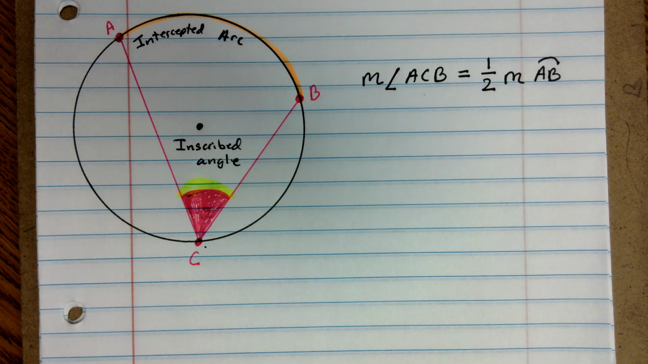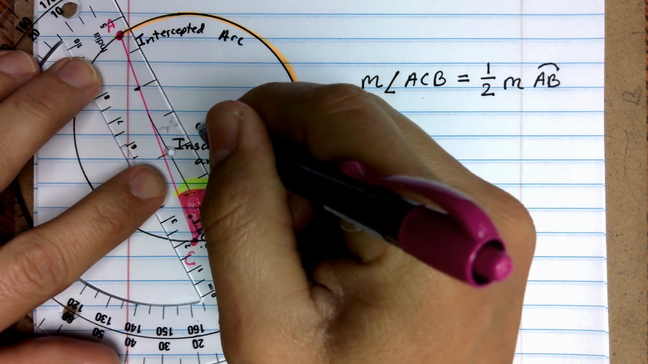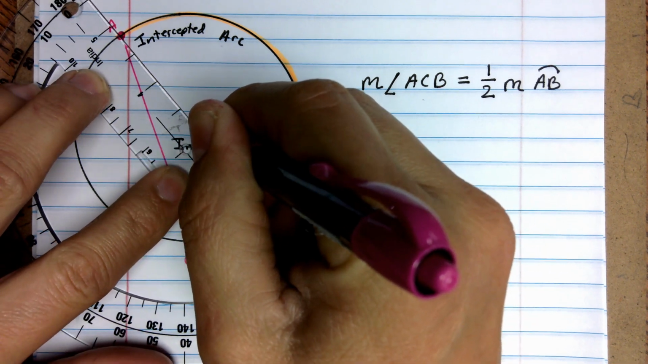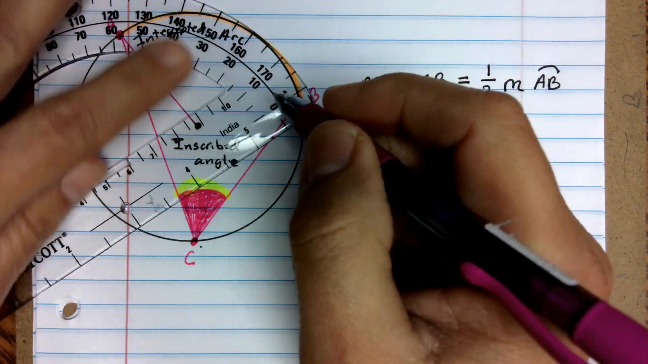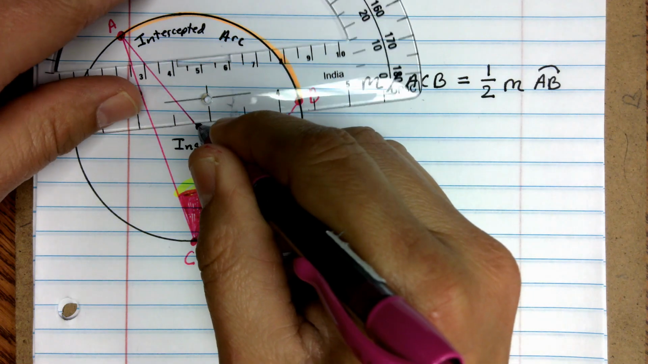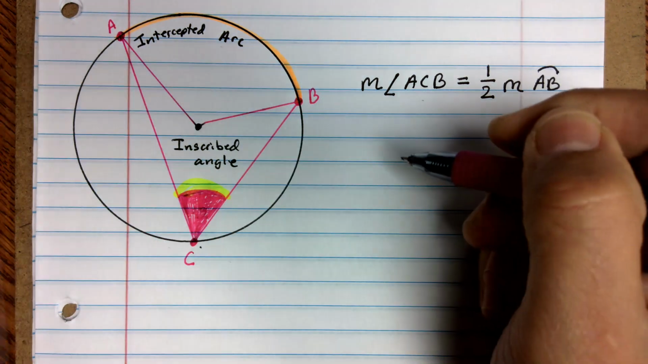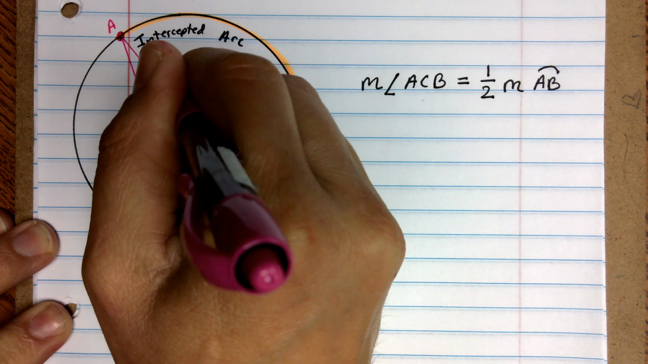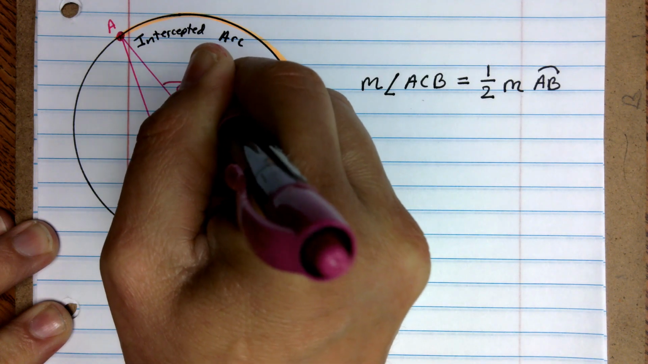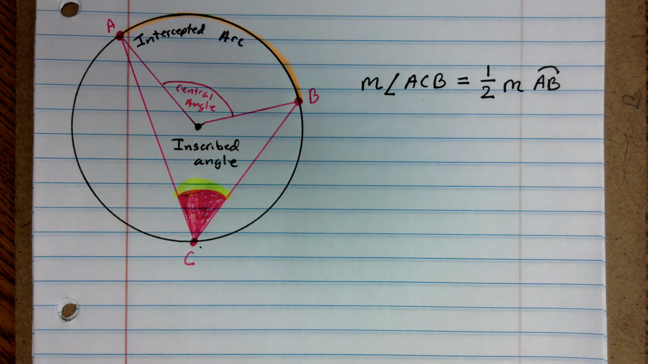On the other hand, if I were to draw what we call a central angle, I would go from the center of the circle and draw a line to the point that you see on this intercepted arc. So I'm going to demonstrate that real quick right now. This central angle here, and I'm going to write right here, this is the central angle, would be equal to the intercepted arc.